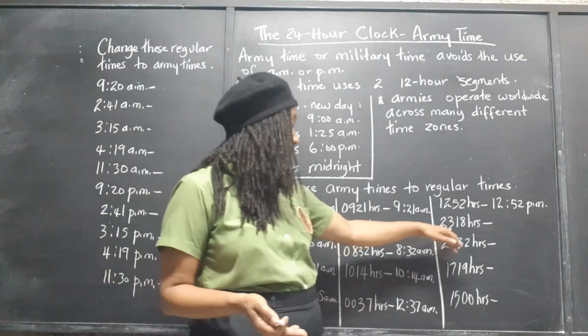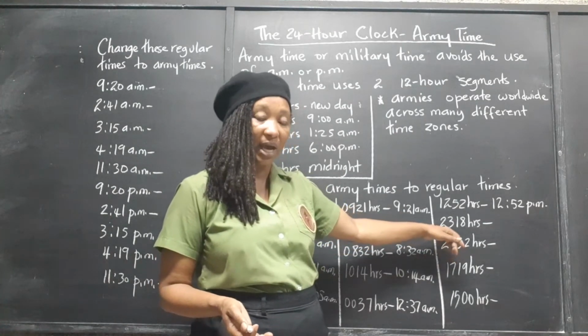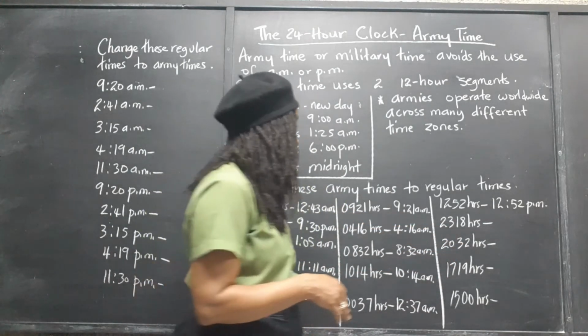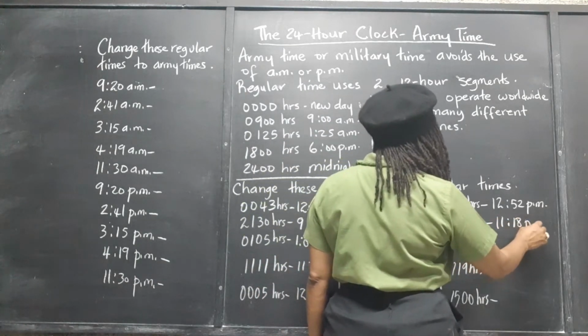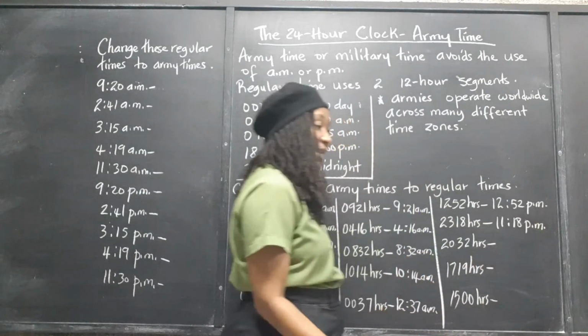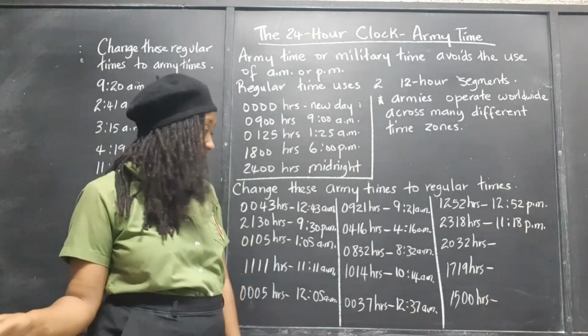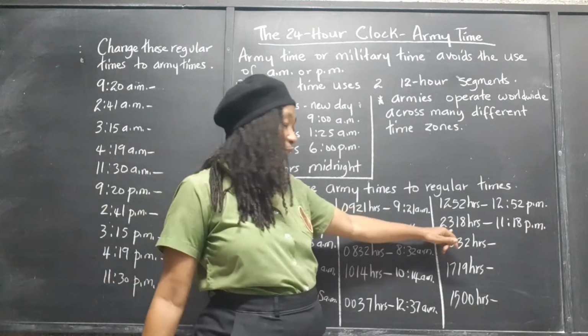23:18, so we're going to take 12 from the 23. That gives 11. So this is 11:18 p.m. It's almost midnight. It's after 11 in the wee hours of night. Almost 24.